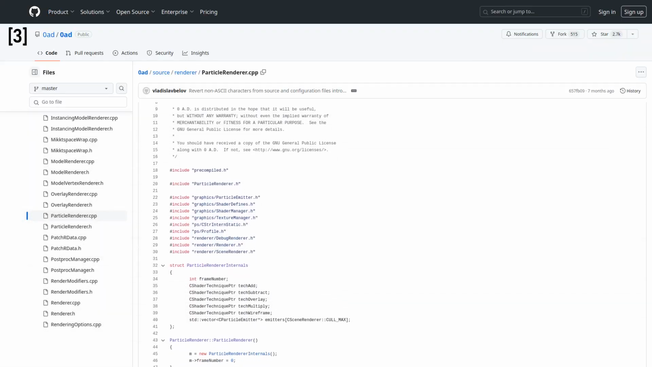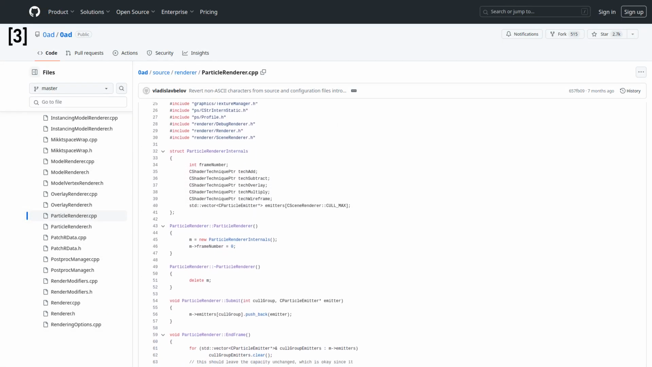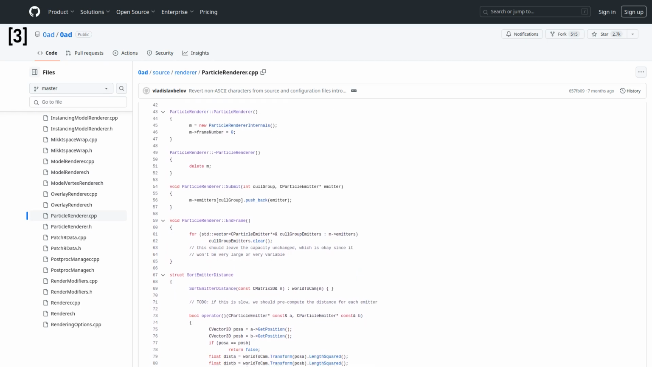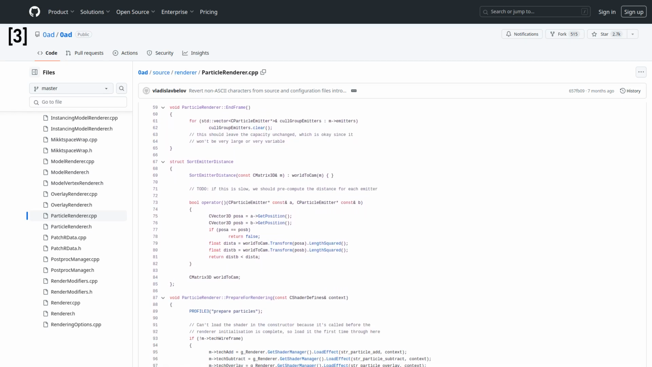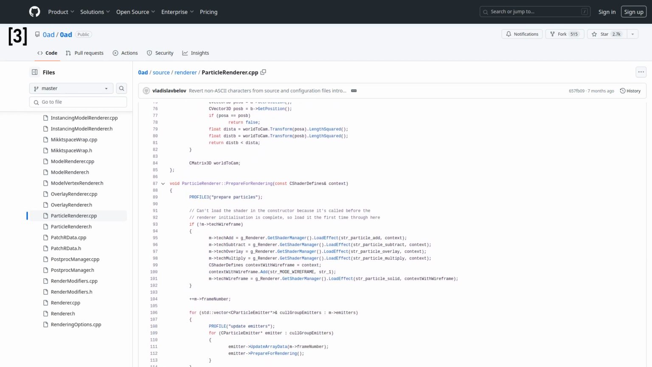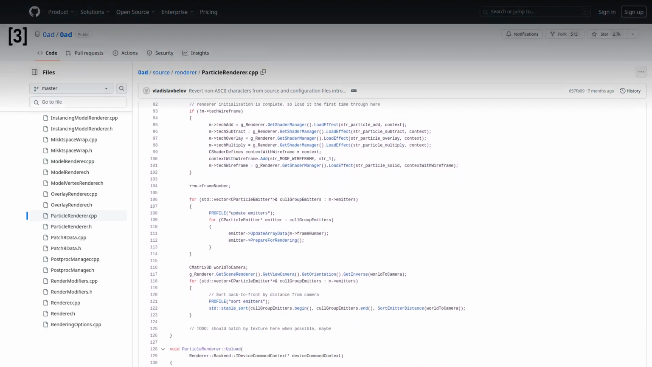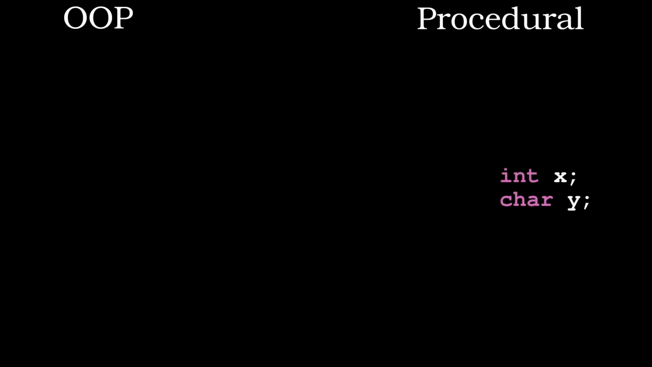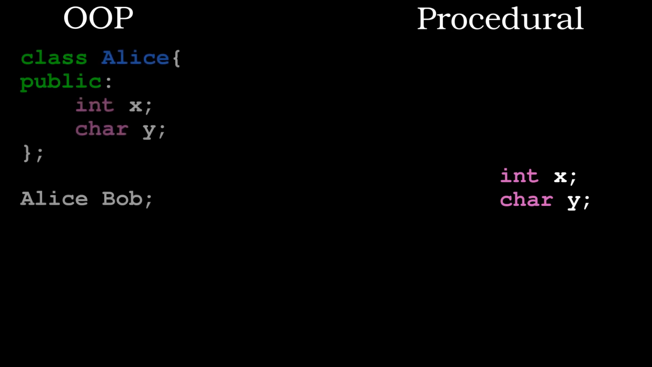In this video, I'll look at examples in C++ as an object-oriented programming language, and its predecessor C as a procedural programming language, but the points I raise apply more generally. If we were to write a program where an integer x and a character y, strictly speaking an 8-bit signed integer, were required for some particular purpose, conventional wisdom would be to encapsulate them together in a single class. Suppose we call the class Alice and instantiate it in an object called Bob.